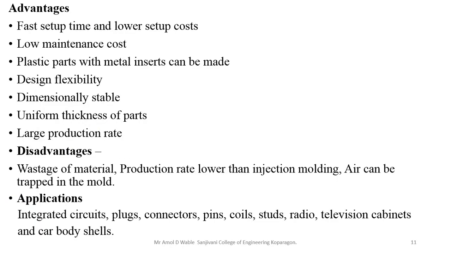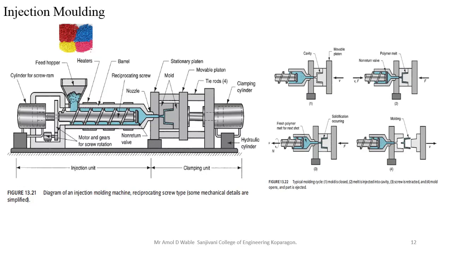Then in the next part we'll see the injection molding process. So in the injection molding process, you have parts like a reciprocating screw, which has a rotary motion due to this motor. Then it will be covered with a barrel, that is, a closed chamber, and along the circumference of it heaters will be provided to heat this chamber or the barrel.